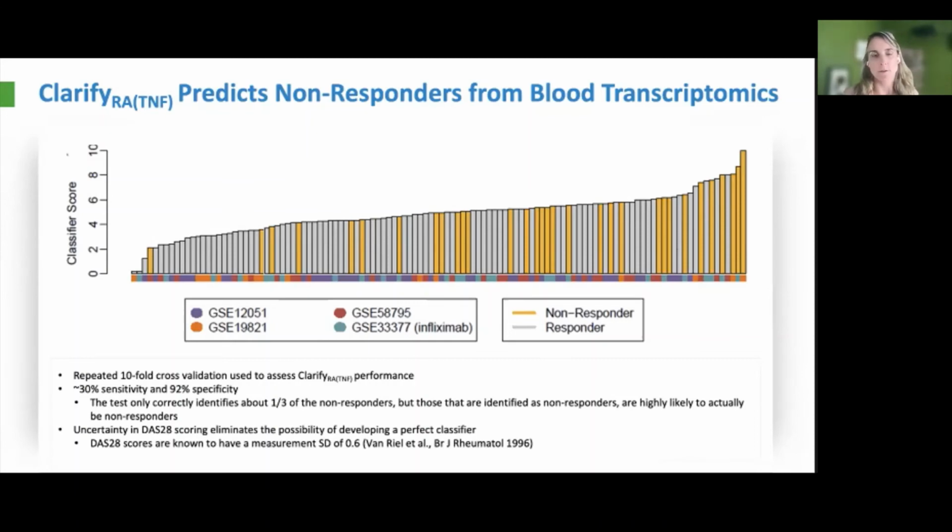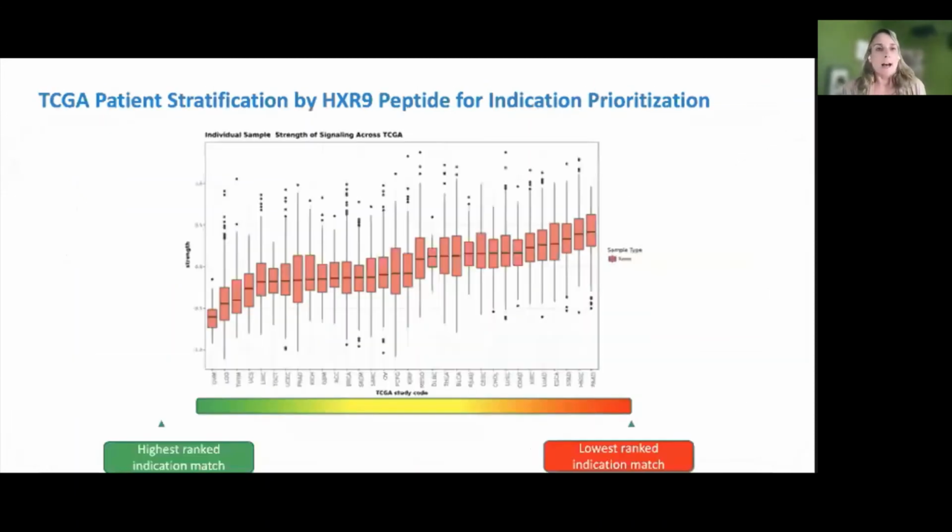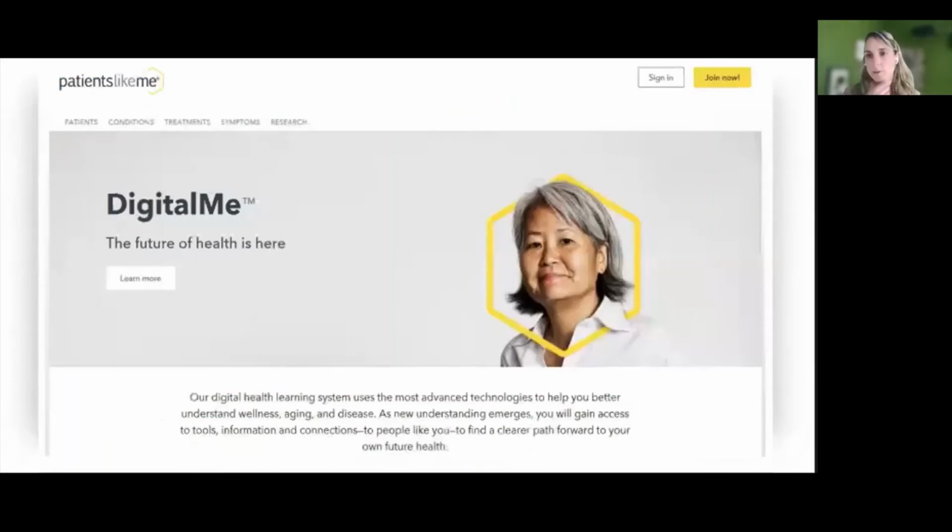There's a paper on this if you want to see. And actually, I'll skip this one and just briefly mention, because I know we have maybe 10 minutes left and I'll leave time for questions, what this work was that we were doing at Patients Like Me.